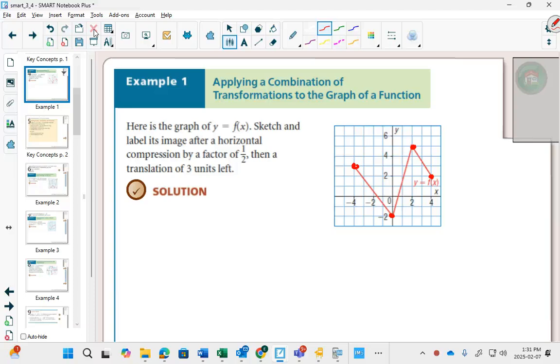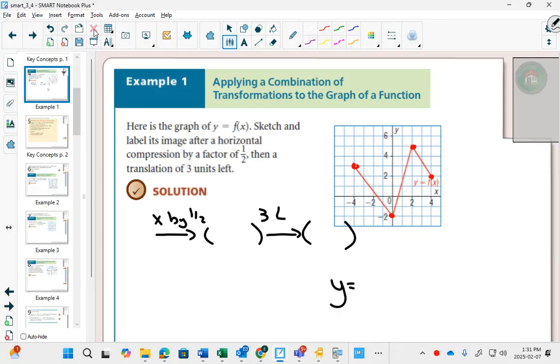But what I wanted to point out with this one is, what would the equation be? If we had one arrow that said x is getting multiplied by 1/2, and the second arrow would say that we're moving 3 to the left, and we wanted to write this equation, you see that all of these things are affecting the x values. So they're all going to be inside. But writing this inside is trickier than writing the outside parts, and I'll show you why.